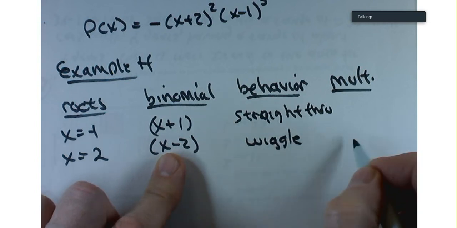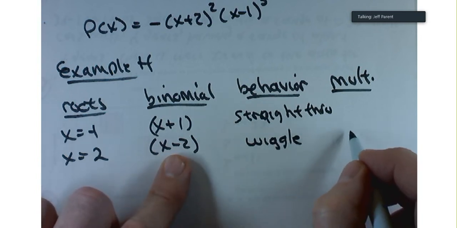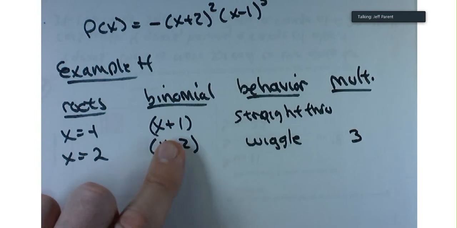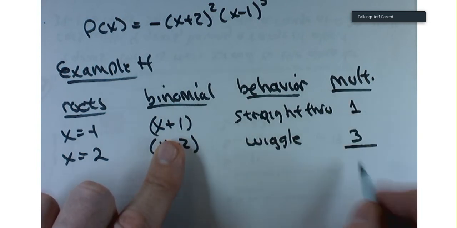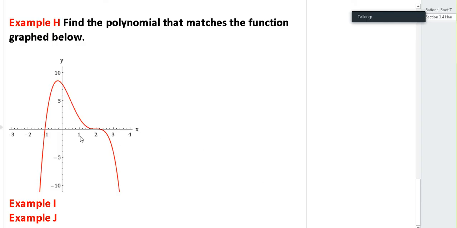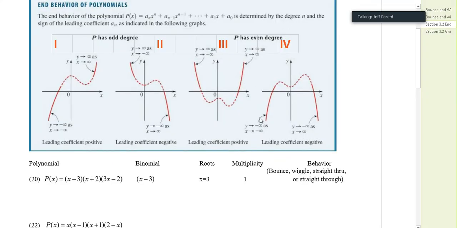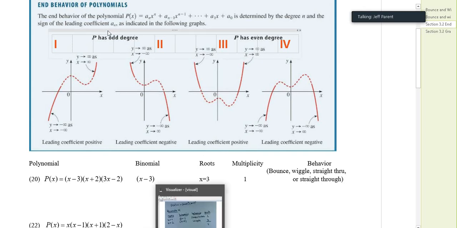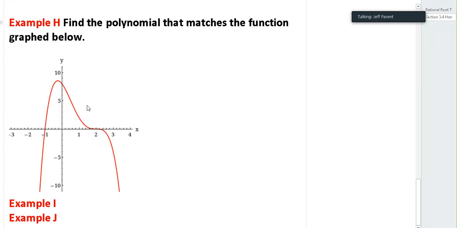Now the smallest multiplicity that gives us a wiggle is a 3. And straight through only happens with multiplicity of 1. So that tells me I have a degree 4 polynomial, which makes sense given the fact that both of these point down. When you have even degree, both of the tails or the end behavior go in the same direction. What else do I have to take account of to get this problem completely right? Negative coefficient. Yeah, I have to have a negative leading coefficient because both of these point down.